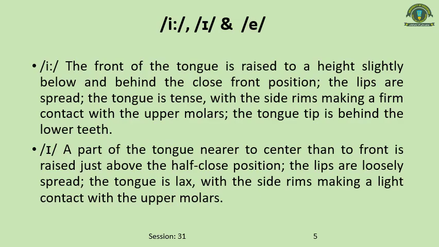The front of the tongue is raised to a height slightly below and behind the close front position. The lips are spread, the tongue is tense, with the side rims making a firm contact with the upper molars. The tongue tip is behind the lower teeth. Now, you have heard me, and I'm going to produce this sound again. Whatever you have heard, so far as the elaboration is concerned, you can apply it. The sound is E.